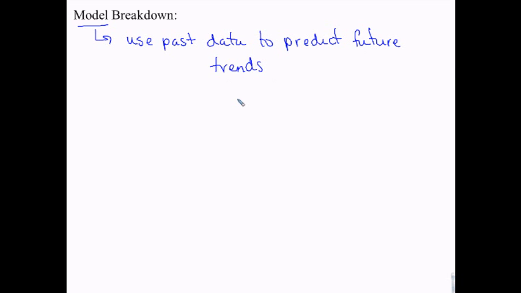Okay, I can't use future data to predict the future. I don't have future data. I have past data, right? So models use past data to predict future trends, but sometimes that doesn't work, and so you get what's called a model breakdown.